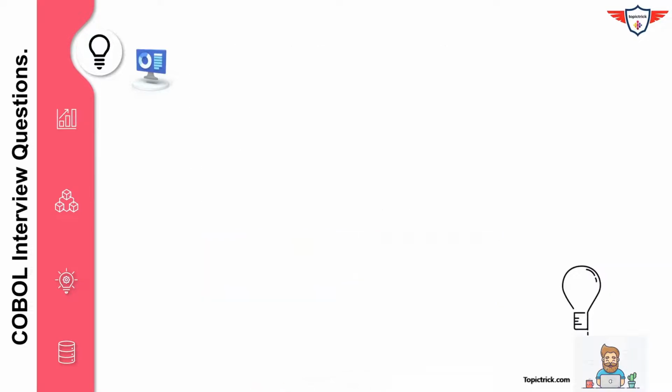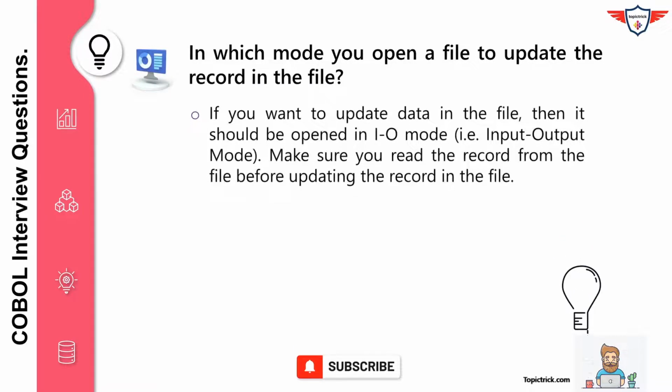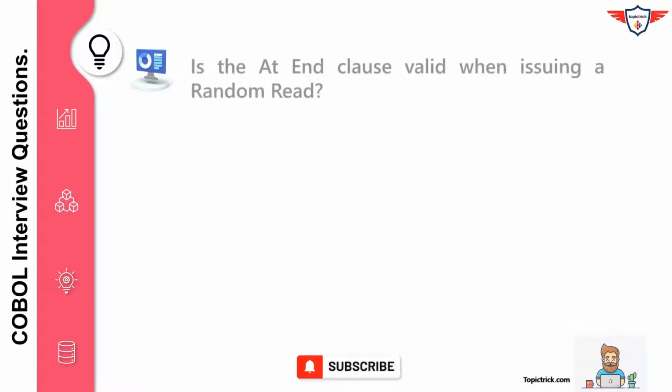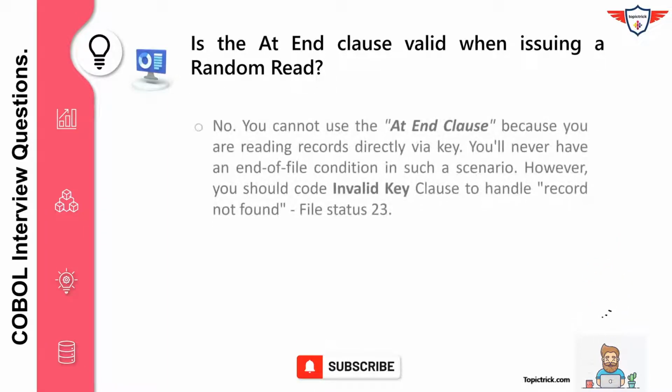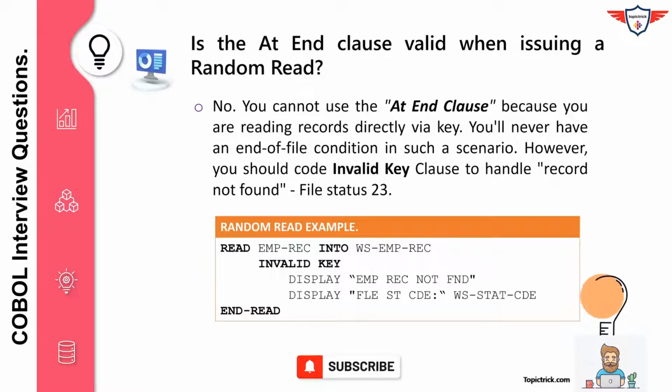In which mode must you open a file to update the record in the file? If you want to update data in the file, then it should be opened in I/O mode, that is, input-output mode. Make sure you read the record from the file before updating the record in the file. The following example illustrates COBOL OPEN statement. Is the AT END clause valid when issuing a random read? No. Because you are reading records directly, you will never read till the end of file. You can, however, code the INVALID KEY clause to detect exceptions such as record not found, that is file status 23.